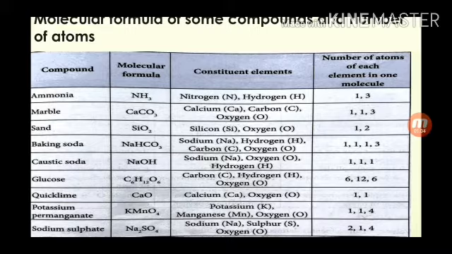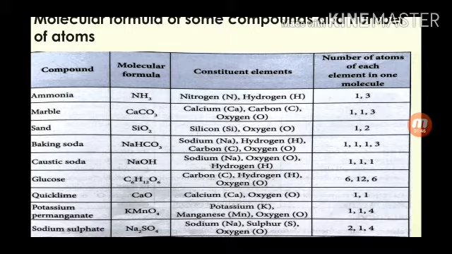And what are the constituent elements or particles? Ca stands for calcium, C stands for carbon, and O stands for oxygen. Means calcium, carbon, and oxygen are there. And what is the ratio? 1:3. In the case of sand, the formula is SiO2, silicon dioxide, where Si stands for silicon and O2 means oxide. What is the ratio? 1:2.